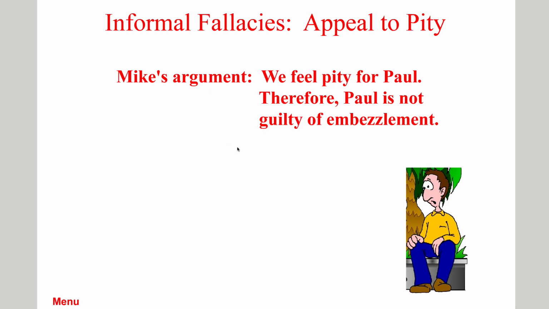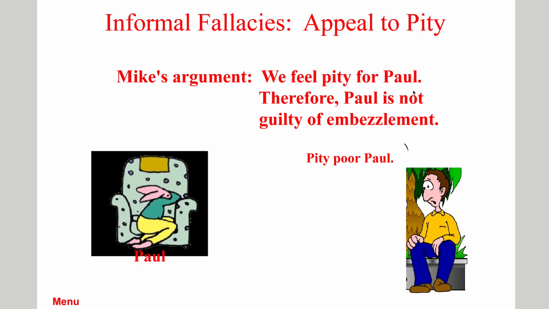So Mike's argument is we feel pity for Paul, therefore Paul is not guilty of embezzlement. Notice the big leap here, right? We're feeling pity for Paul, therefore, right? But this is irrelevant. Whatever Paul has gone through, this tells us nothing about whether or not he is guilty of embezzlement. Now, we could come up with premises, that is evidence, for why he could not be guilty of embezzlement, and that's exactly what the police and other authorities would be looking into, right? To provide evidence whether or not he was guilty of embezzlement.